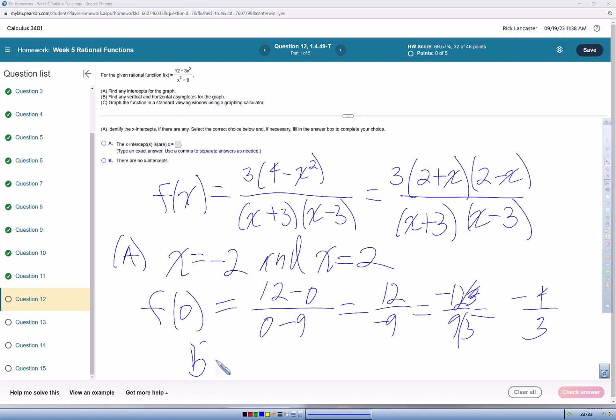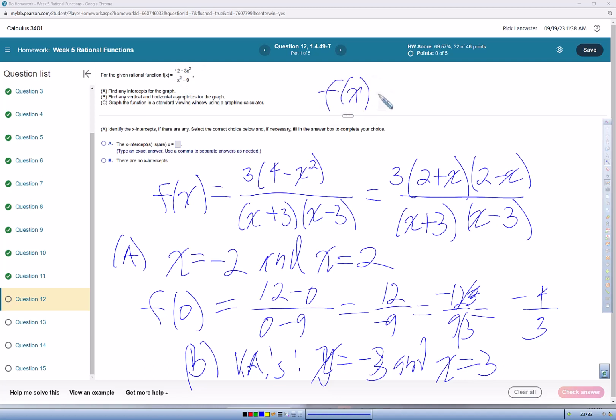And then find any vertical and horizontal asymptotes. So our vertical asymptotes are going to be x equals -3 and x equals +3. And then for the horizontal asymptote, as x approaches infinity, f of x is approaching -3x squared over x squared, because the constants aren't going to matter at really large x's. So we're going to approach -3. So our horizontal asymptote, and you can only have one if you have one, is y equals -3.